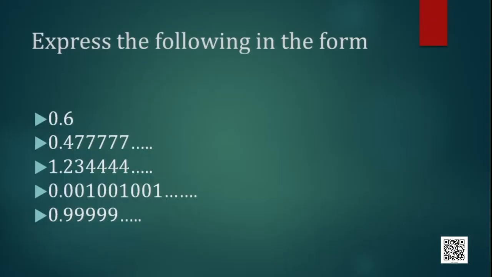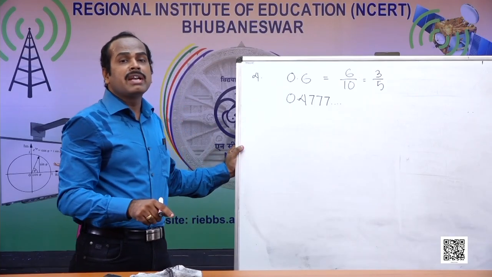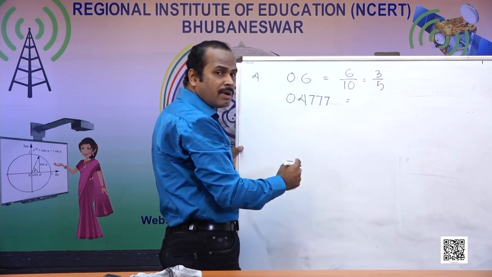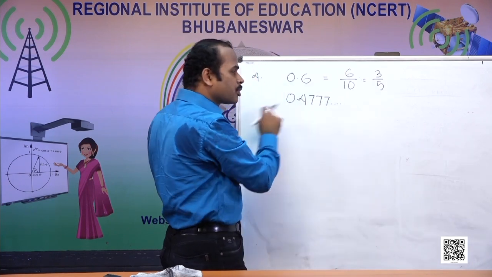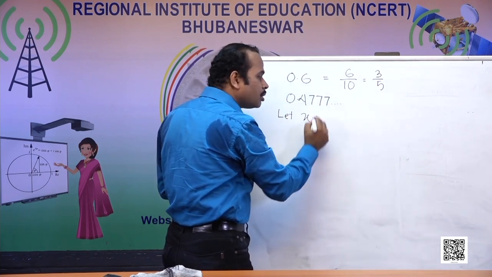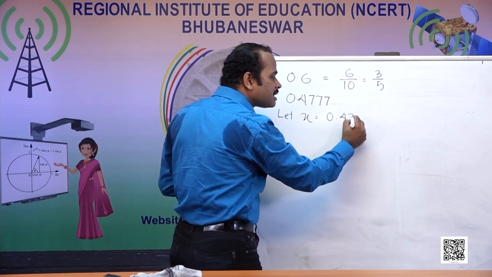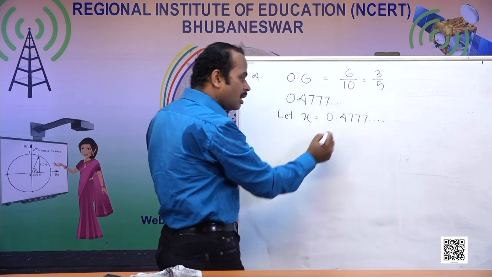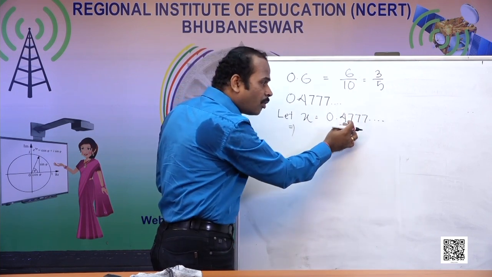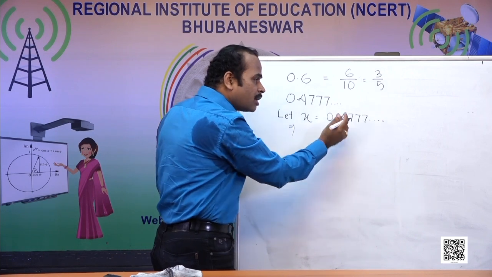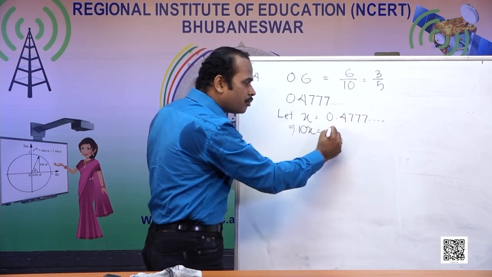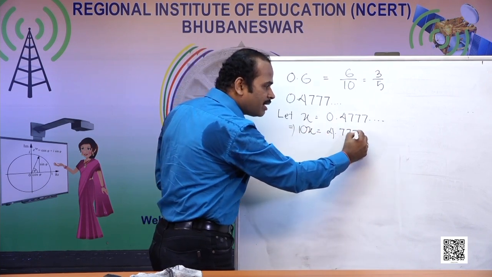Next we'll discuss 0.4777 and so on. Here it is a non-terminating decimal number, non-terminating but repeating. So how do we convert such numbers? For that we have to use some process. So let x equal 0.4777 and so on. Now, how many digits are repeated? How many digits are not repeated on the other side? It is 4. Only one digit is not repeated. So let me multiply by 10. When I multiply by 10, I find 10x equal to 4.777 and so on.